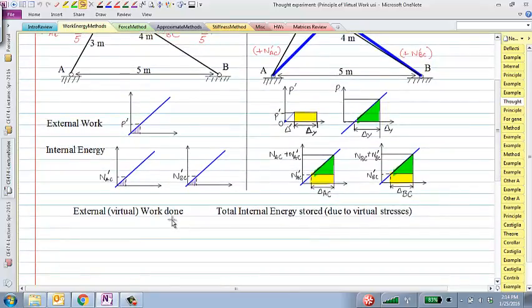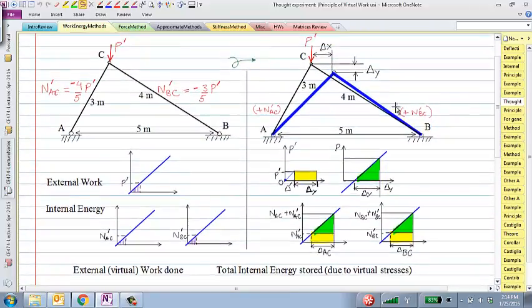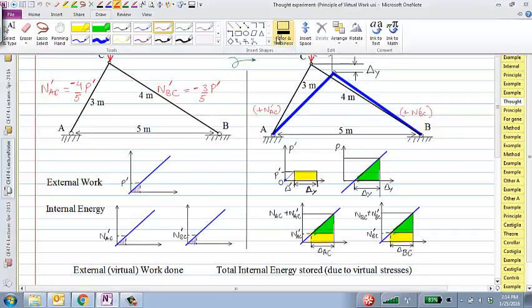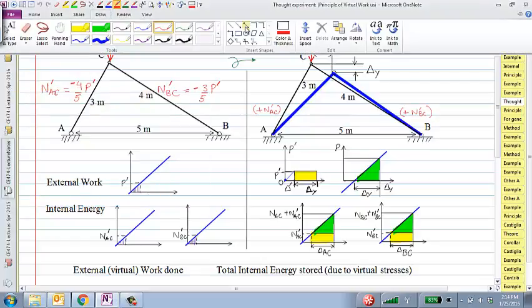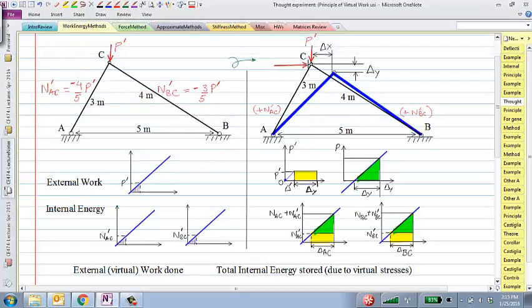External virtual work done by P prime when it goes through the displacement due to the real P. So when I apply real P, as I apply my real force slowly, and it goes through that displacement here, the internal force in those two truss members would be what?